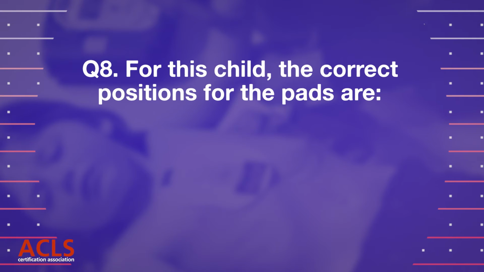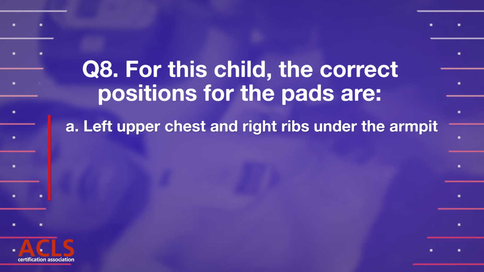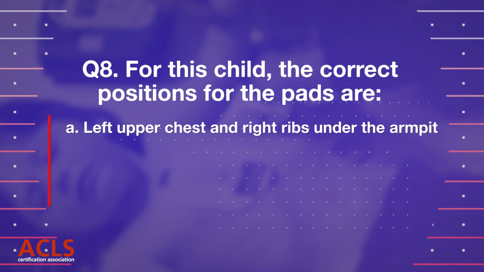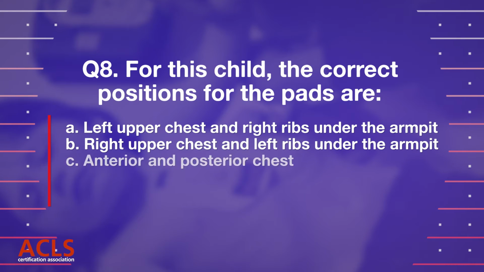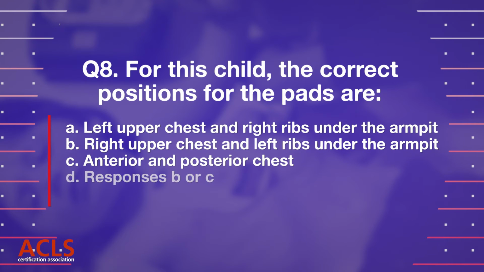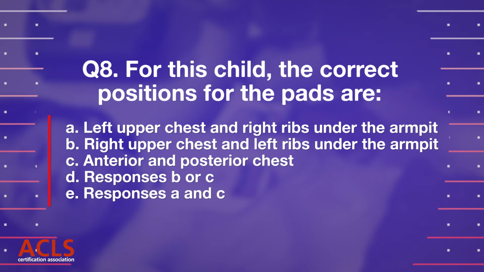8. For this child, the correct position for the pads is: A. Left upper chest and right ribs under the armpit. B. Right upper chest and left ribs under the armpit. C. Anterior and posterior chest. D. Responses B or C. E. Responses A and C.